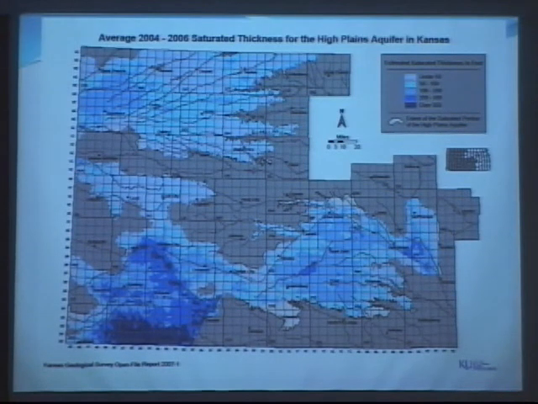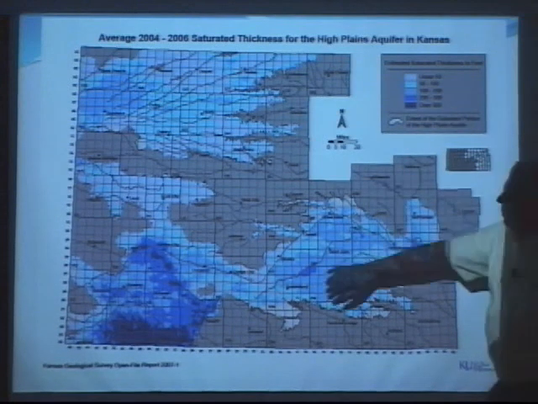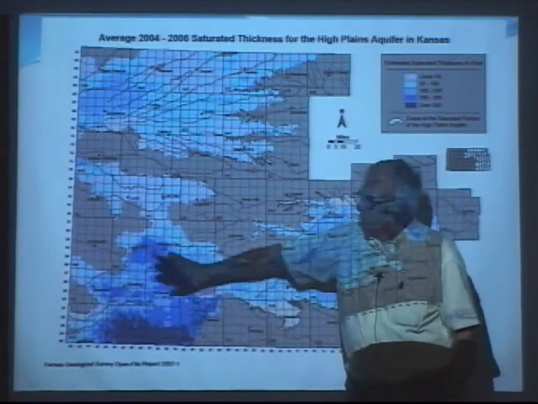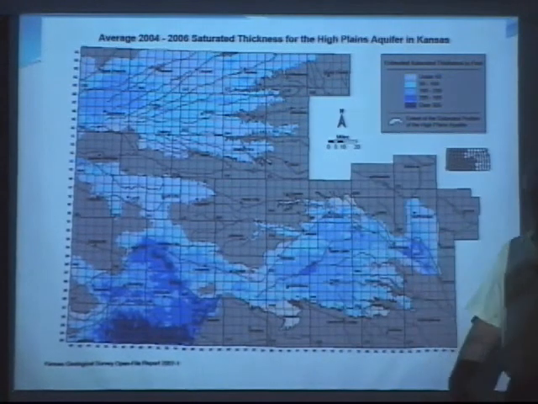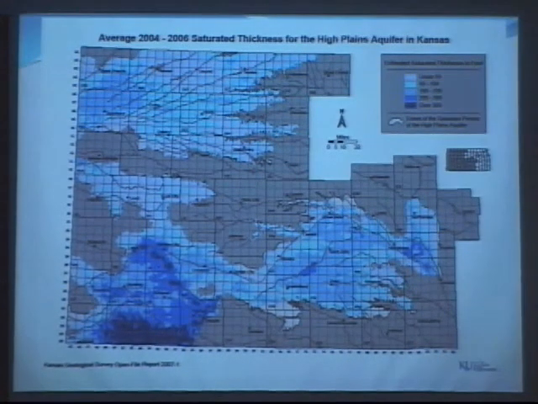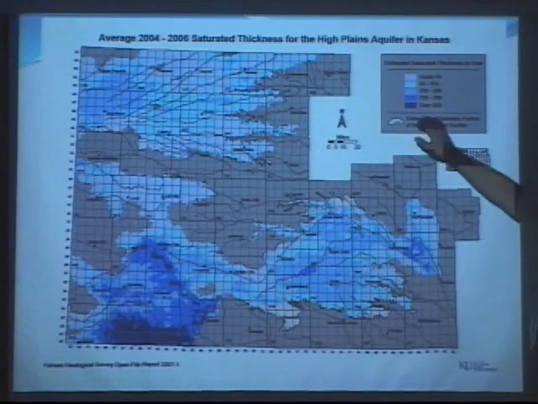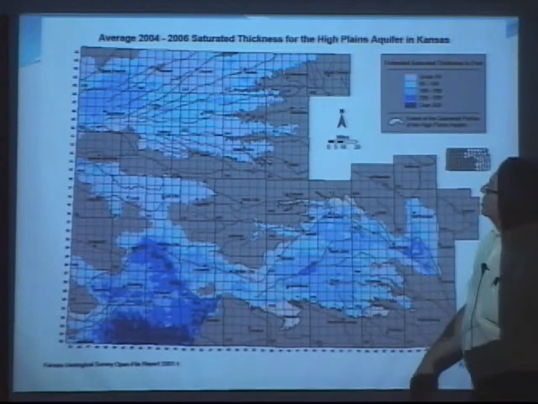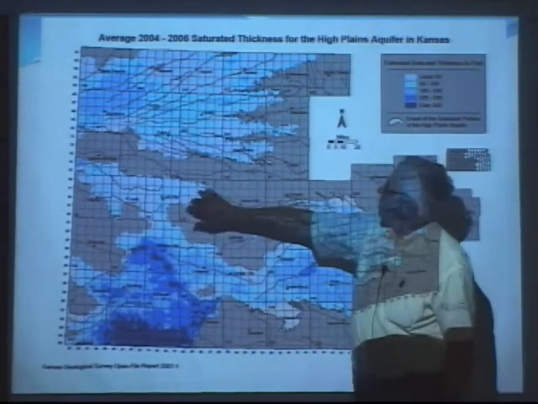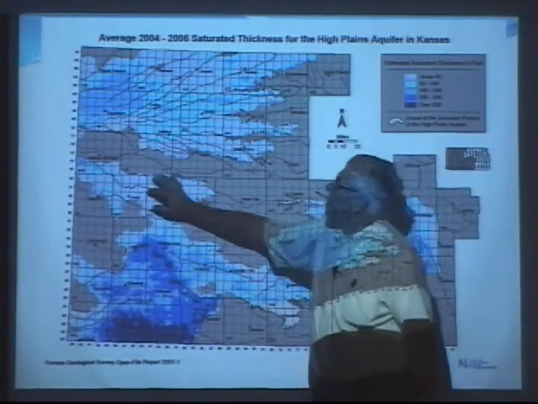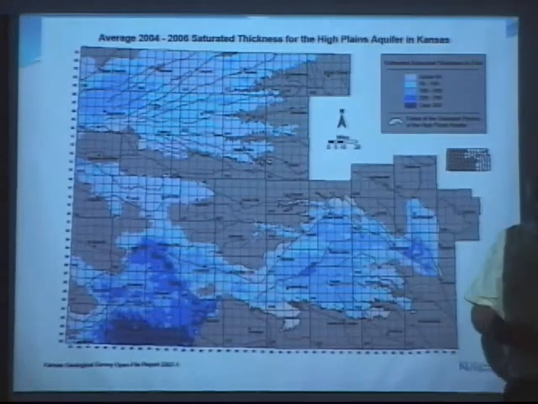Average saturated thickness. The dark blues are 200 to over 300 feet thick of saturated aquifer still remaining in the southwest. In many other areas, this kind of turquoise is less than 100, and this is less than 50. So you can see why this district just doesn't have as much.